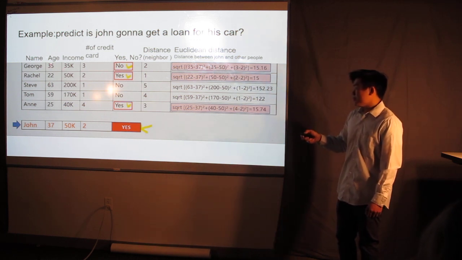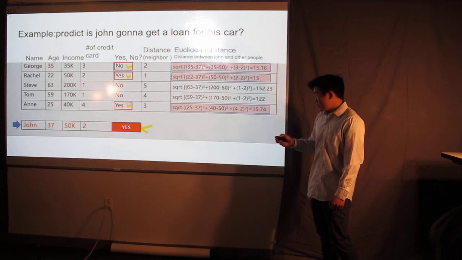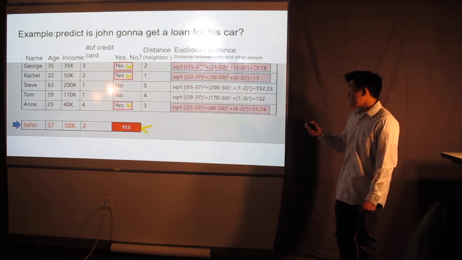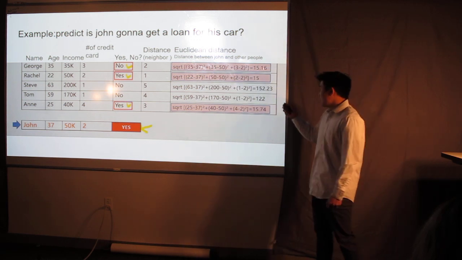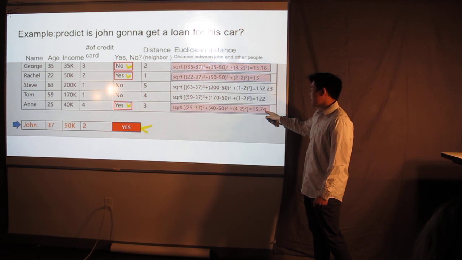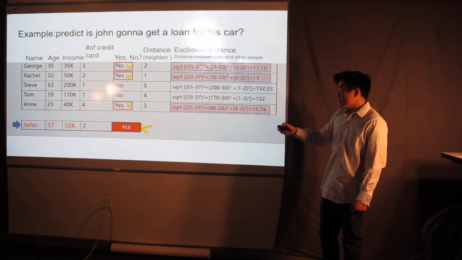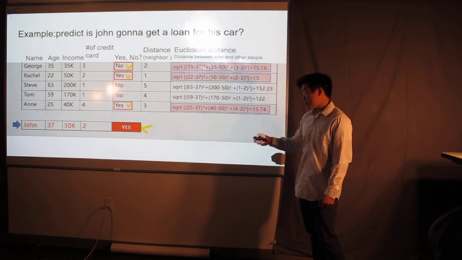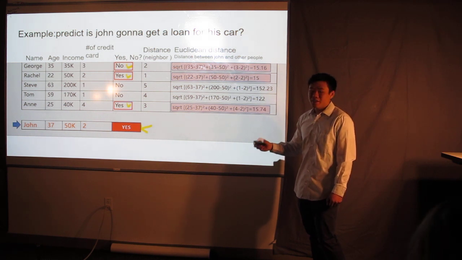So for example, if you take the age, so John's age minus George's age, plus John's income minus his income, plus the number of credit cards minus his number of credit cards, so you will get the distance. So that shows you how close you are with this person. So in this case, your firm is close to 15, so you take the average of this. So yes and no is like yes, you get along, and this person is no, so he didn't get along. This person is yes, so he gets along, and this person is yes too. So they take all the average to predict for John that he will get along for his car.